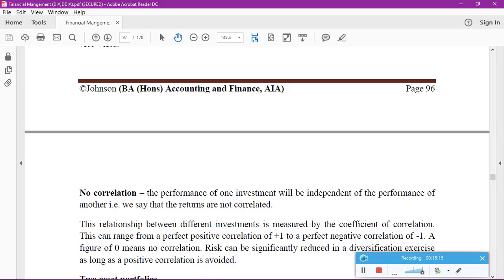Definitely negative correlation. Negative correlation has less risk. Positive, moderate correlation. No correlation, high risk. Am I right? Because you can't predict what's going to happen. No correlation, high risk. So we try to get a negative correlation.